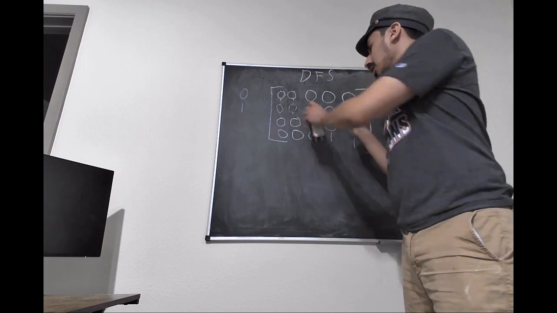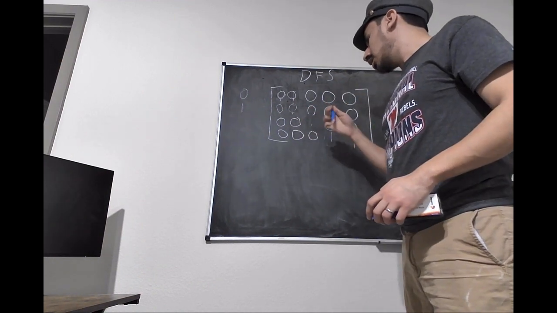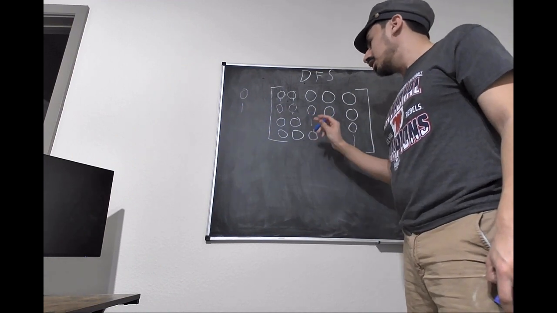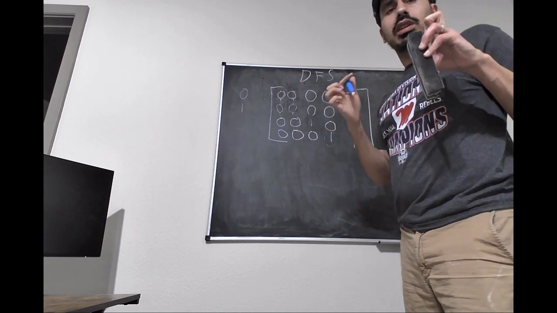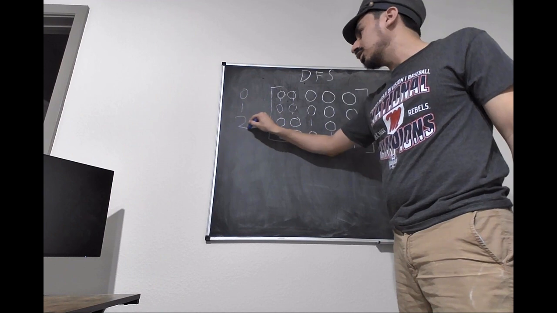But when we get here, I erased that earlier, but remember this is a 1 at the beginning. When we get here to this island, we're gonna go ahead and call this again. We find the new root, basically. Find a new island, a new 1. So now the number of islands is going to be 2.